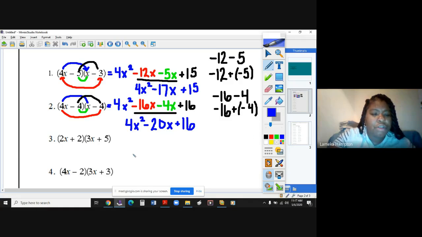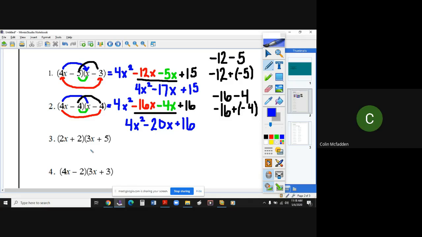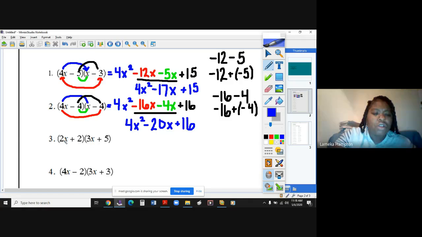All right. So for number 3, again, we're just using the same method, same rules. Everything is repetitious because, as you know, we learn things through repetition. So what am I multiplying here for number 3? What are my first terms? The 2x times 5. No, that's actually my outer terms.